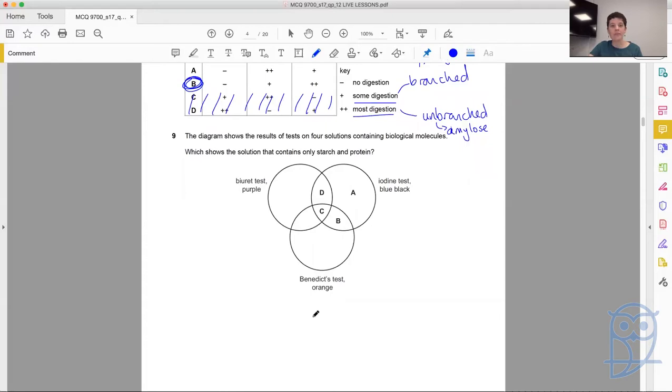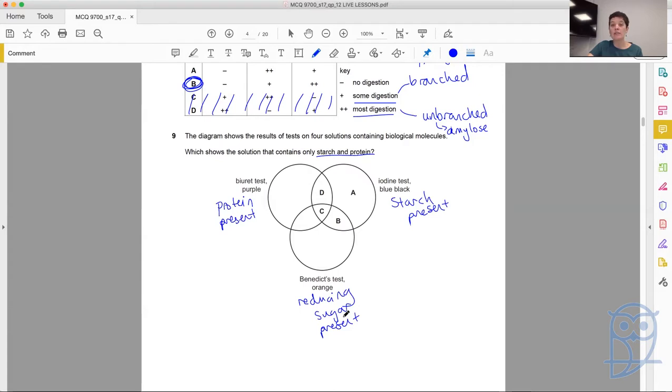Question 9. The diagram shows the results of tests on 4 solutions containing biological molecules. Which shows the solution that contains only starch and protein? So what is everything testing for? Biuret test going purple means protein is present. Iodine test going blue-black means starch is present. Benedict's test going orange means reducing sugar is present.